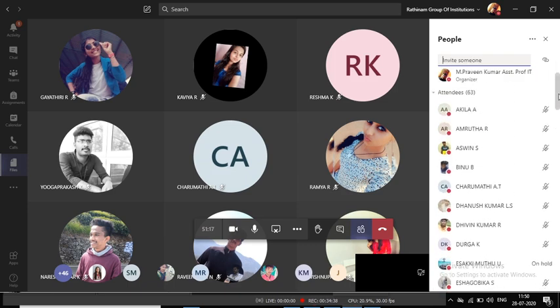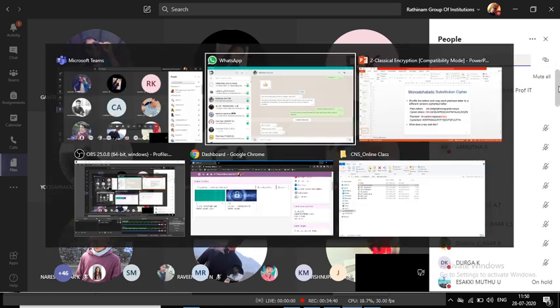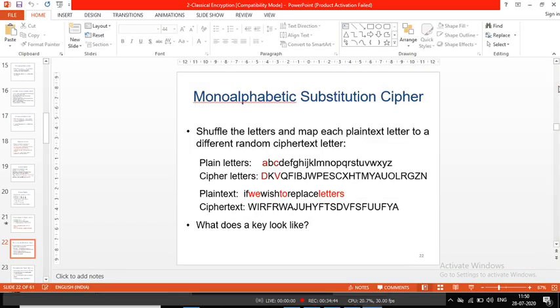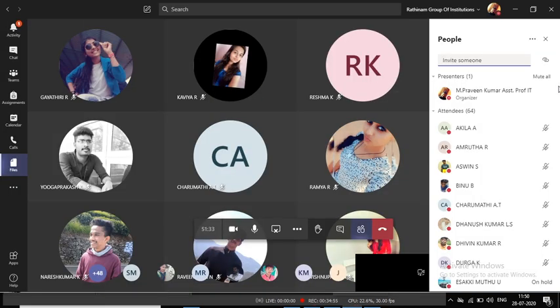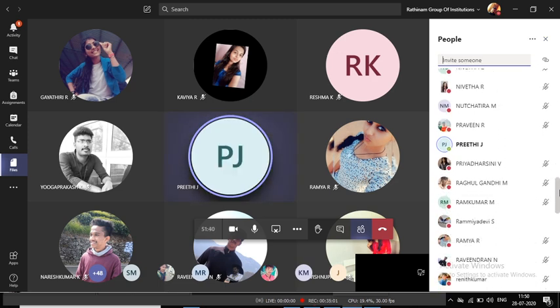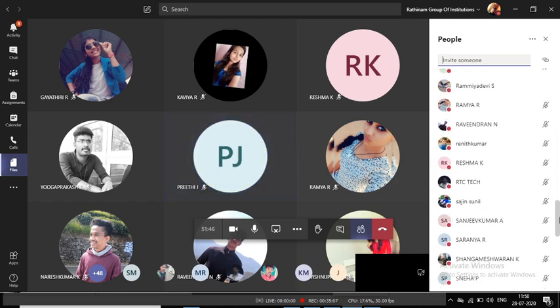Right? So the second type is monoalphabetic cipher. So in this Caesar cipher, we have seen some technique, right?